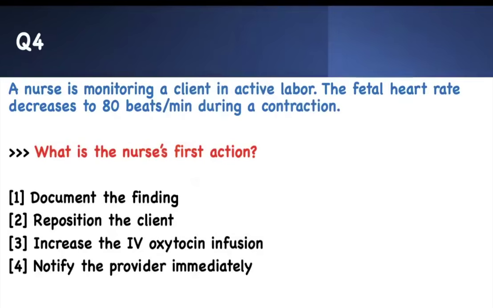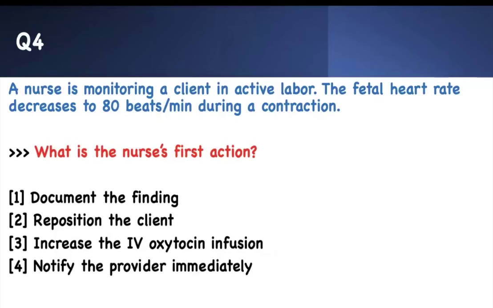And next is monitoring a client in active labor, right? The fetal heart rate decreased to what? 80 beats per minute during contraction. What is the first action? Prioritization 101. You have to be sharp. Is there breathing, electrolyte shock, sepsis, airway, a neurological problem? Of course, yes. Bradycardia. What do you think? The baby has bradycardia. That is deceleration.